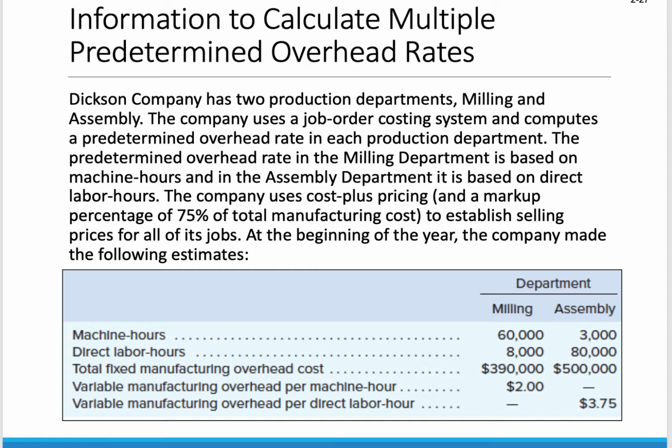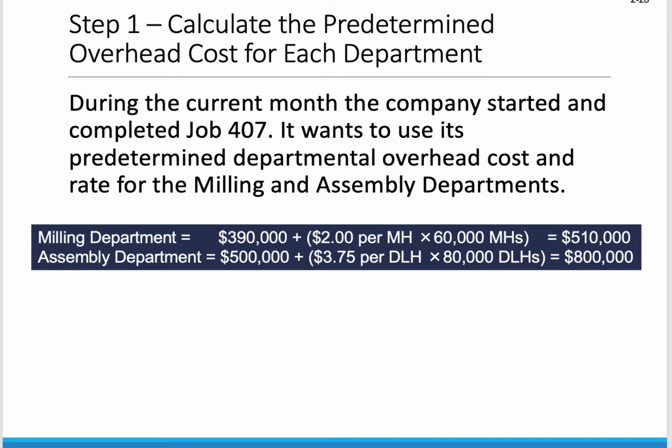Okay? So there's going to be more cost there, because we're using a lower denominator. In assembly, we have 80,000 direct labor hours, so that's going to have a smaller amount of cost allocated to it. Why? Because of the numbers. Let's work through an example here, okay?